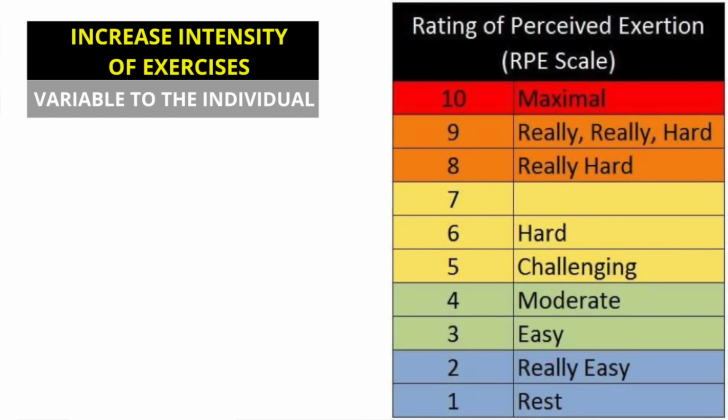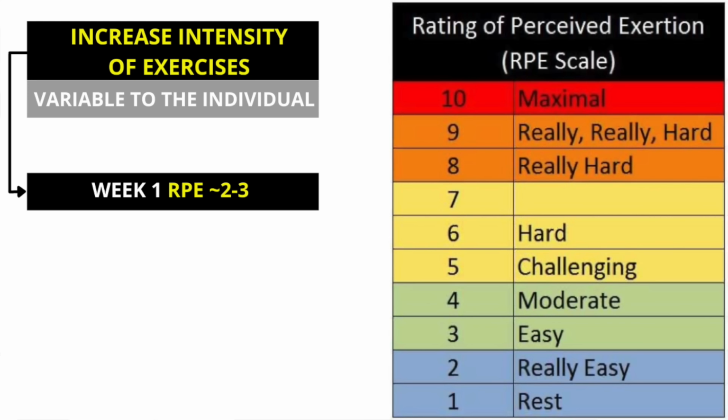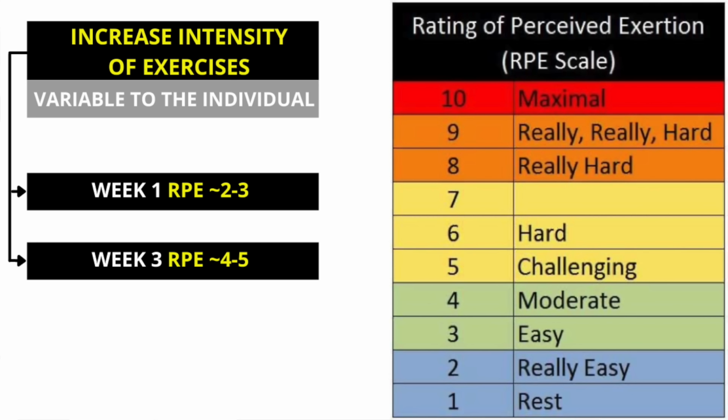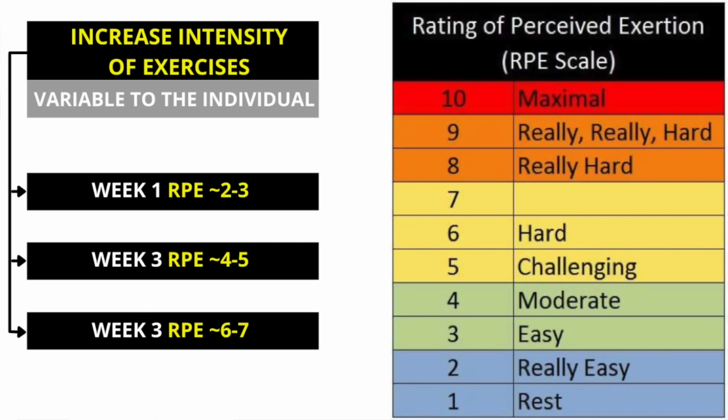So whatever exercise you're doing, at the first week the effort is a 2 or 3 out of 10, by the 3rd week it should be a 4 or 5, and by the 5th week it should be a 6 or 7. It's important to increase the intensity and make the exercises more challenging.